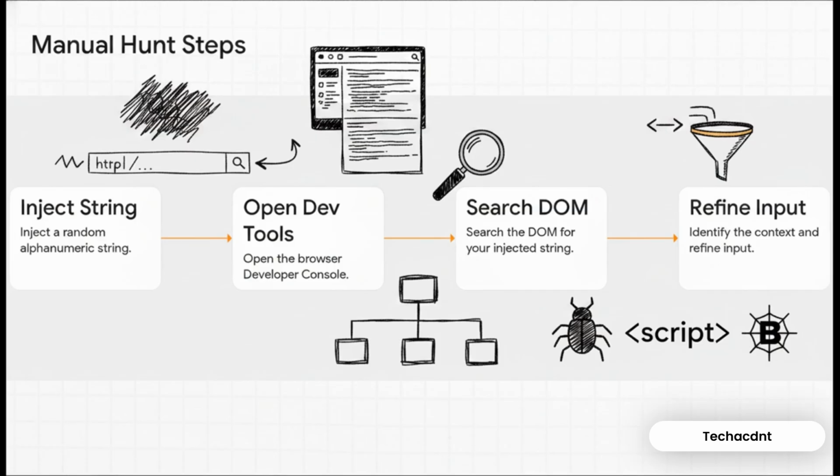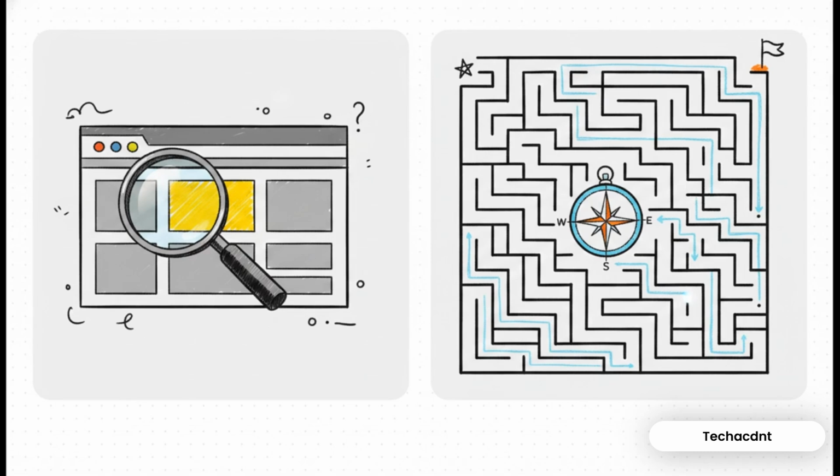Now, the complexity of your hunt really ramps up depending on the sink you're targeting. Testing HTML sinks is pretty straightforward because your injected string physically appears in the DOM. You can literally just search for it. But testing JavaScript execution sinks, like eval, is much harder. The input doesn't necessarily appear in the DOM at all.